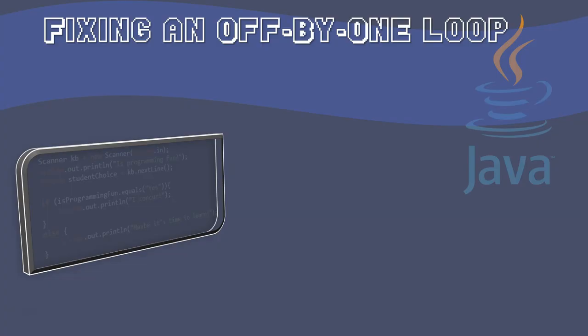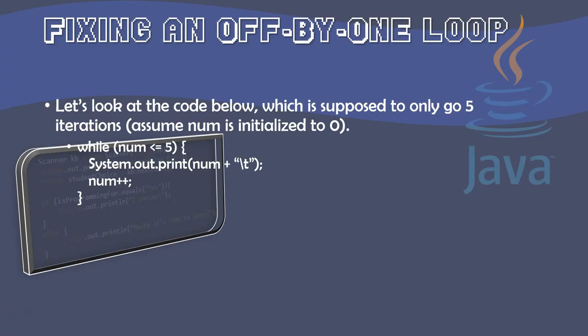Now, what about an off by one loop? If we look at this code, let's say we only want this to go 5 iterations, and we're going to assume for this example that num has been initialized to 0. So we have while num is less than or equal to 5, System.out.println num plus tab, num plus plus. We are iterating, so that's good. But what is the issue here?